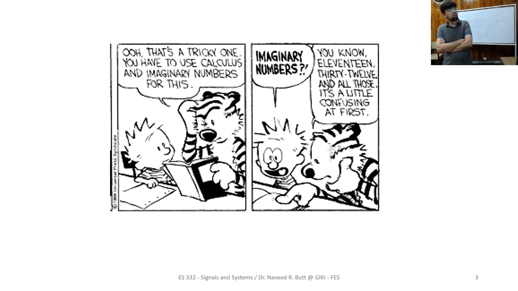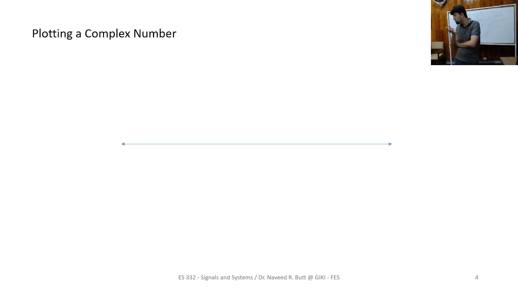I think this is Calvin and Hobbes. Yes. So it's the imaginary numbers. Yeah. So what are complex numbers? You know this line, real number line. Yes. So all the real numbers you know fall on this line. Yes. But then what happens if we want to get complex numbers? From line you go to two lines. You make a plane. Plane. Yes. So you go from a line to a plane.